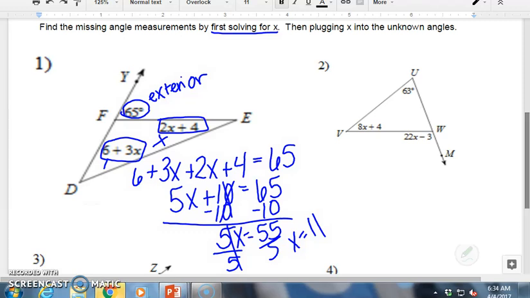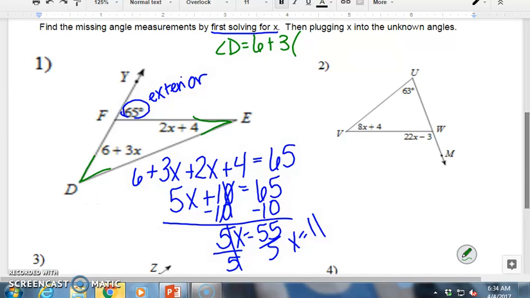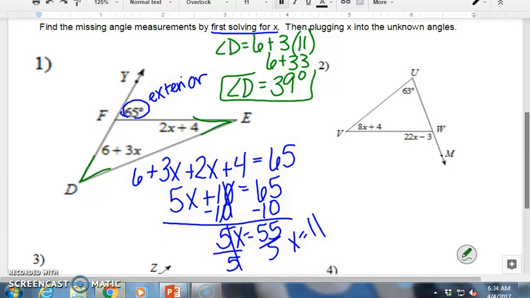Now remember, x equaling 11 is not the angle measurement. So I need to solve for angle D and angle E. For angle D, I'm going to plug in 6 plus 3 times x, which is 11. I get 6 plus 33. So I get 39 degrees for angle D.